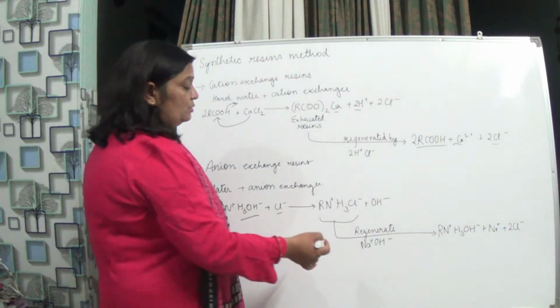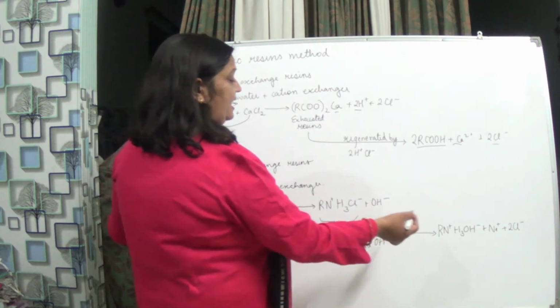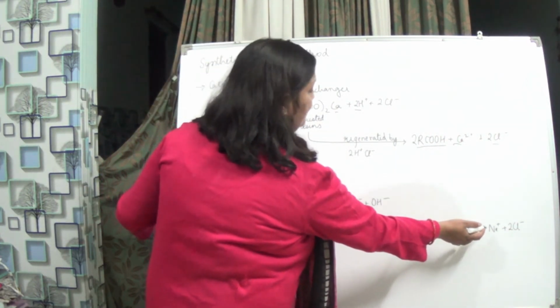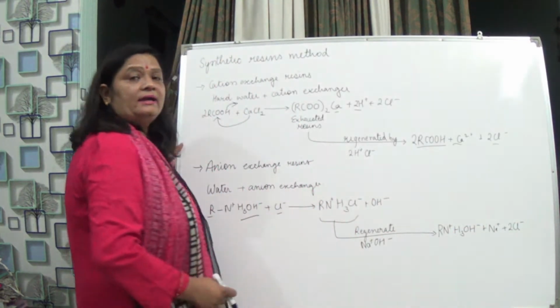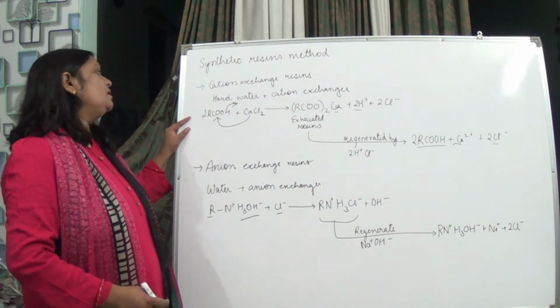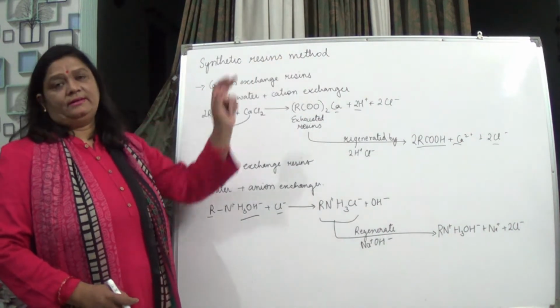Okay, when we use NaOH, it can be regenerated again. You can see again it is forming what? RNH plus H3OH and Na plus Cl is given out. This is how we can make the water soft by using the synthetic resin method.